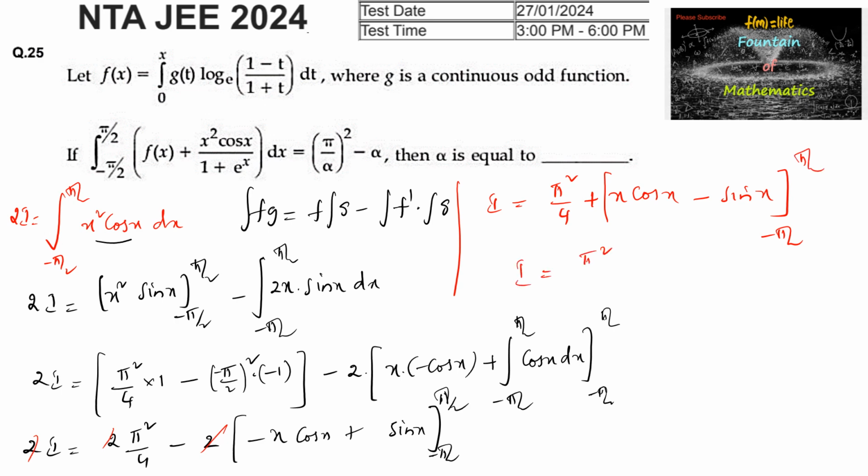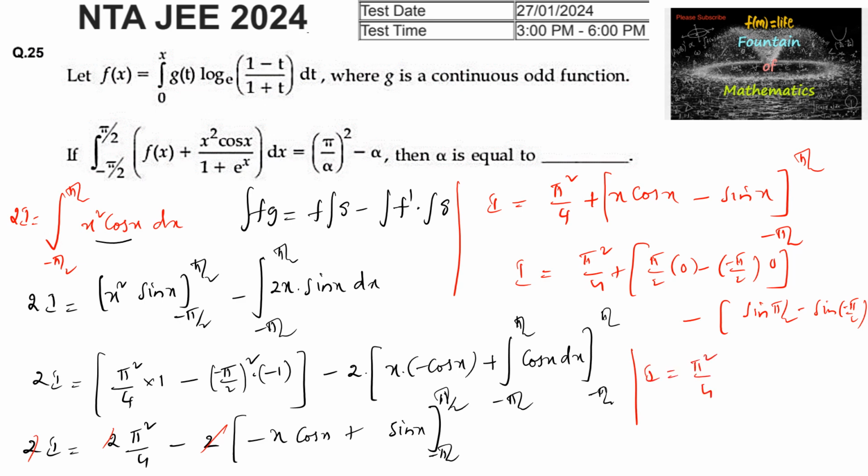I is equal to pi square upon 4 plus, so here pi by 2 cos of pi by 2 is 0, and the lower limit is minus pi by 2 cos of minus pi by 2 is 0, and again the next one, sine of pi by 2 minus sine of minus pi by 2. So I is equal to pi square upon 4 plus 0, sine pi by 2 is 1 and again minus 1, so minus 2. So we can say (pi upon 2) whole square minus 2. Comparing with (pi upon alpha) whole square minus 2, we have (pi upon 2) whole square minus 2. So we can say that alpha is equal to 2.